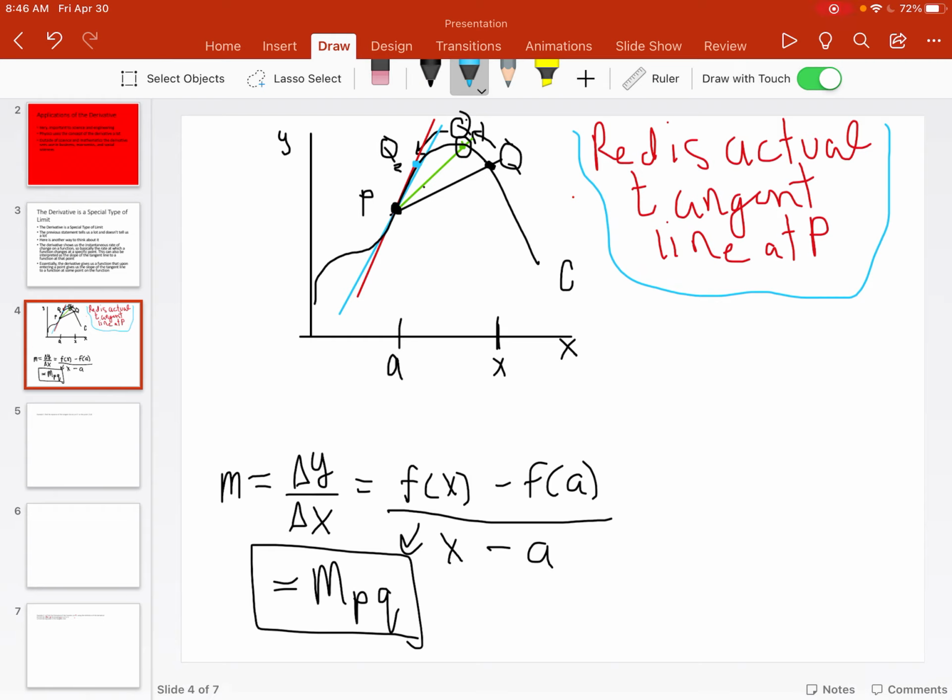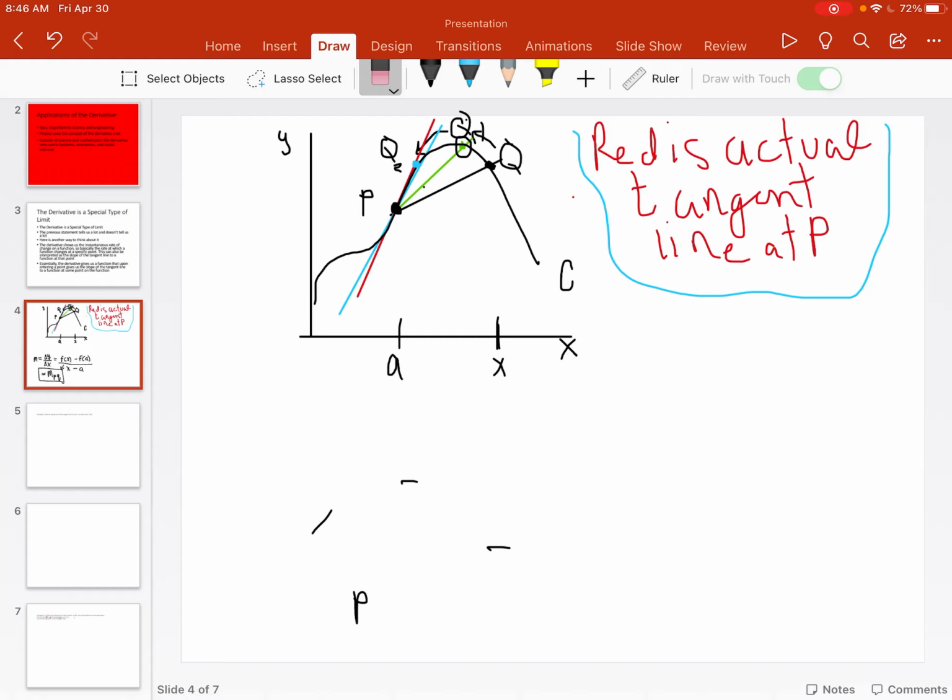So by letting Q approach P, it turns out that MPQ, the slope of the secant line between P and Q, ends up approaching the slope of the tangent line at P itself.